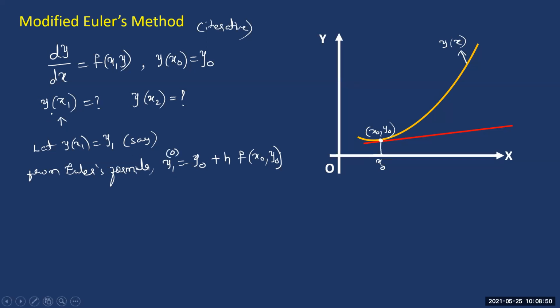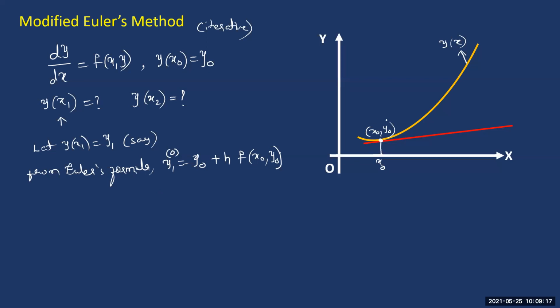Just to calculate y at x1 itself, just to calculate y1 itself, I'm repeating a certain procedure multiple times. That's how I'm calling it an iterative method. And after some iterations, we'll finalize the value of this y1. Now this value, whatever you got from Euler's method, I'm taking it as the initial approximation. Now I need to refine this initial approximation like this. Let us say, how you got this initial approximation, recall it.